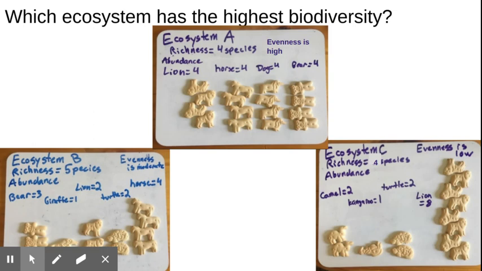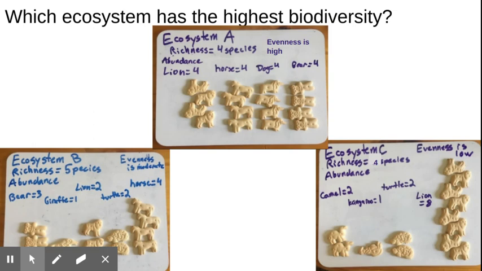If I had to pick one ecosystem, I'd probably argue that ecosystem A had high biodiversity, but you could also argue that ecosystem B had high biodiversity. If I had to pick one of these 3 that was probably the least biodiverse, it would probably be ecosystem C. So I would say that ecosystem A has pretty high abundances for everything.